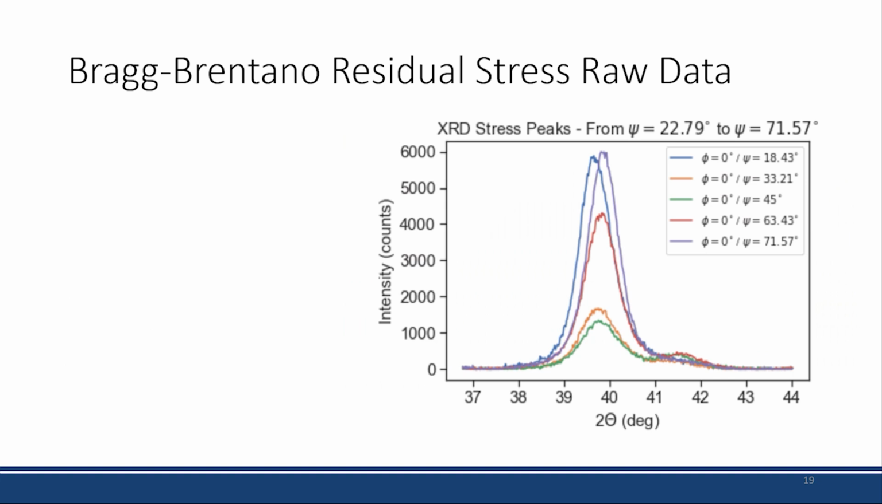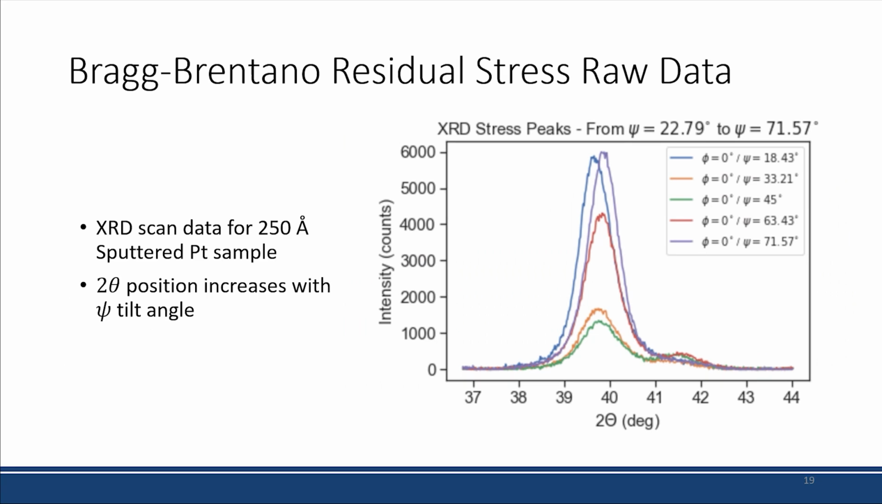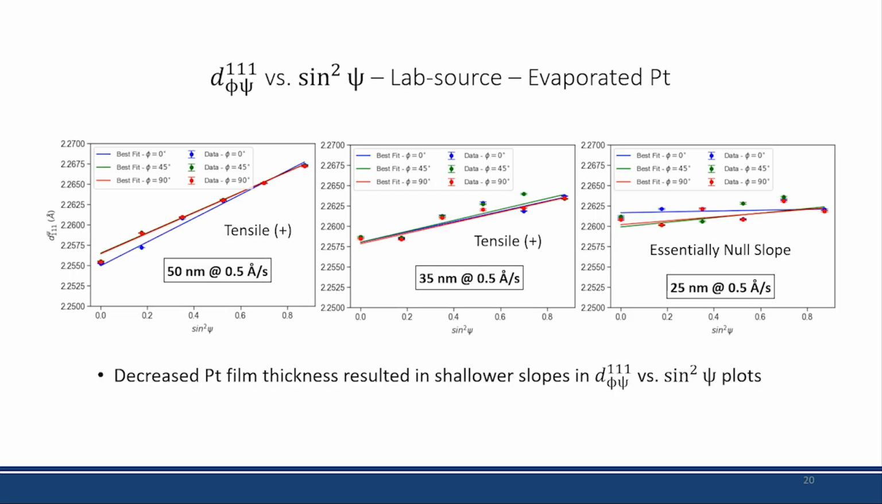This is some example of data that I got from this. Again, this is one peak, and you can see that this is all the same crystallographic plane on the same sample, but taken at different tilt angles. And what you can see is that this 2 theta position is going to shift with tilt, and that's what we're tracking. So I looked at different samples of platinum, 50 nanometer thick, 35 nanometer thick, and 25 nanometer thick.